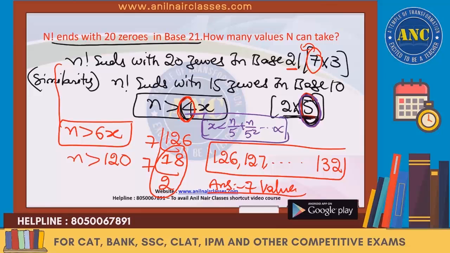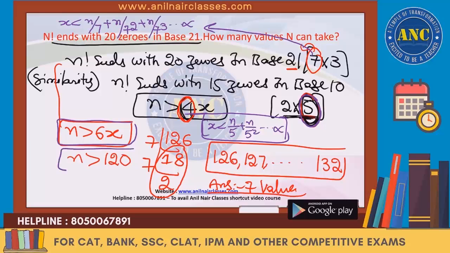X is less than n by 5. Here in base system 21, it is 7, so what will be the equation? X is less than n by 7, n by 7 square, n by 7 cube, and so on up to infinite. If I solve that equation, I will get n is greater than 6 into 20, which is 120. N is greater than 120.